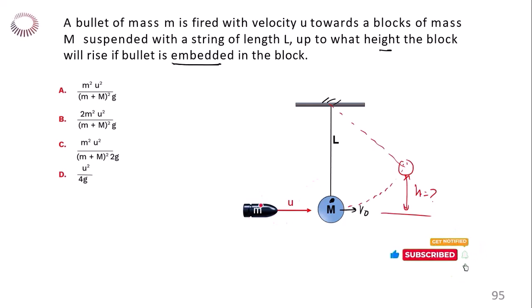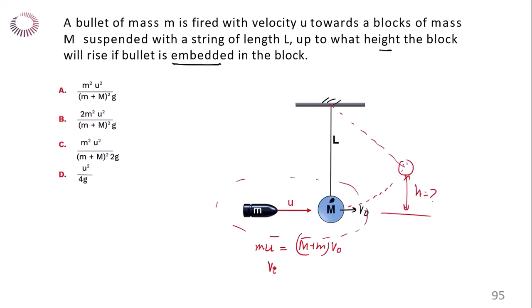So just before collision and just after collision for this particular situation, I can do the momentum conservation. Initial momentum of the bullet is only there, m into U. There is no momentum for the capital M. So finally, both m plus M are moving with the velocity V₀.